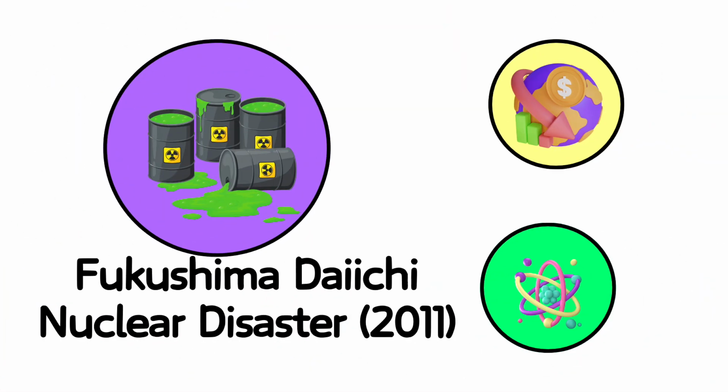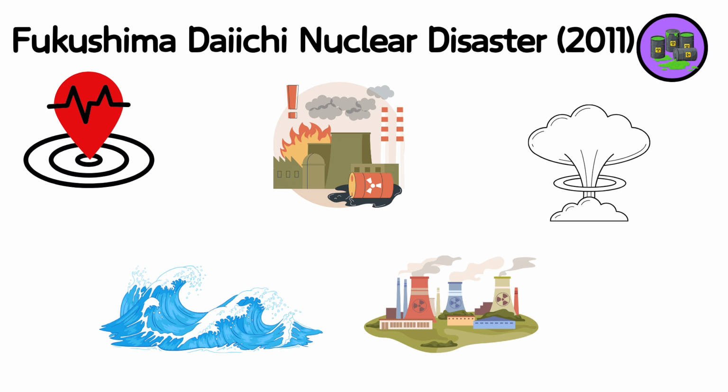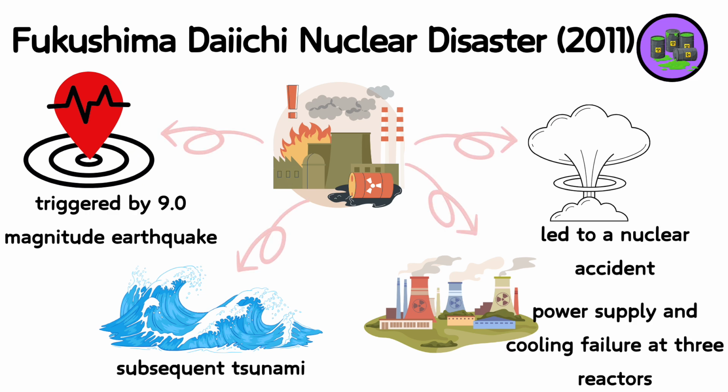Fukushima Daiichi Nuclear Disaster, 2011. The Fukushima Daiichi nuclear disaster was triggered by a massive 9.0 magnitude earthquake and subsequent tsunami that struck Japan on March 11, 2011. The natural disasters disabled the power supply and cooling of 3 reactors at the Fukushima nuclear power plant, causing a nuclear accident.